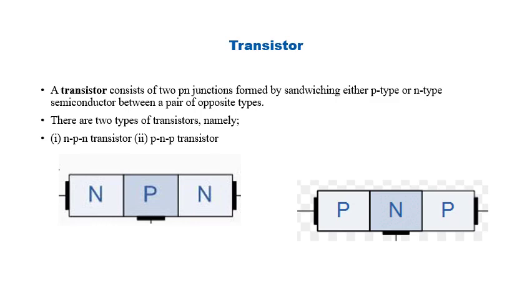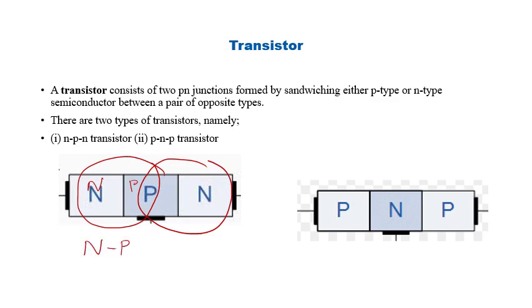In the case of an NPN transistor, there are two PN junctions. This N junction is connected with the P junction, and this will form a diode. Again, this P and N junction part will form another diode. So one is an NP diode, the other one is a PN diode. When they are connected together, it will form an NPN transistor. A P region sandwiched between two N regions is called an NPN transistor.